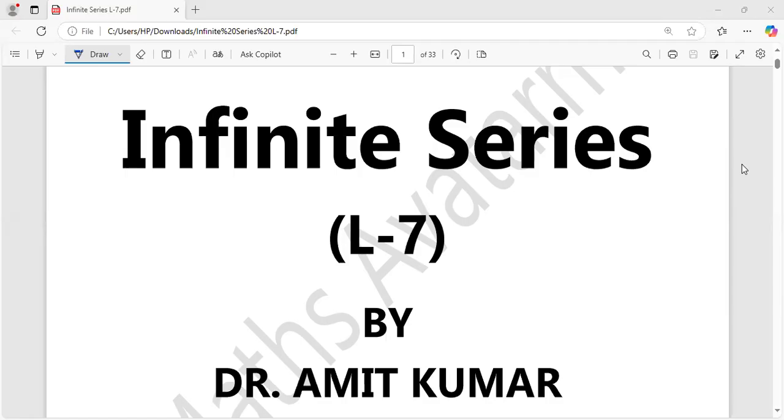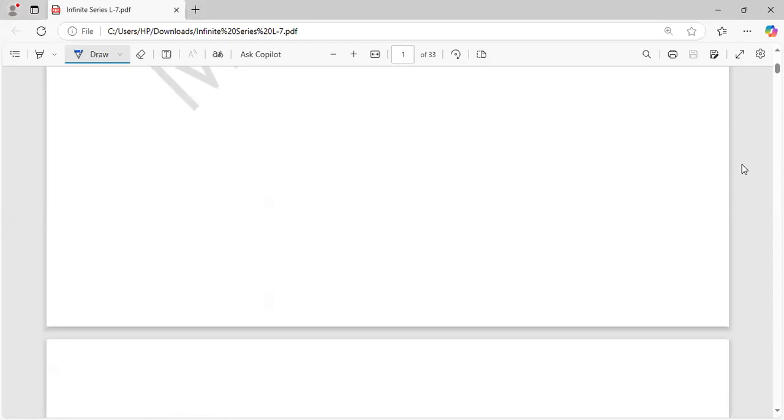Today we will study the topic bounds for the remainder in the integral test. Integral test we have discussed in previous lecture. So, let's see what is this.